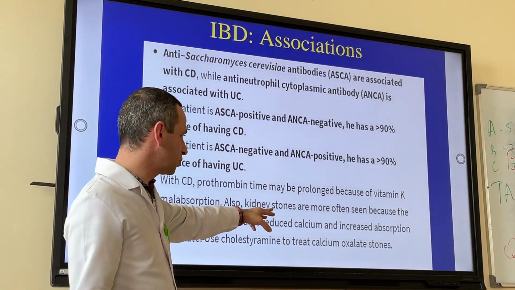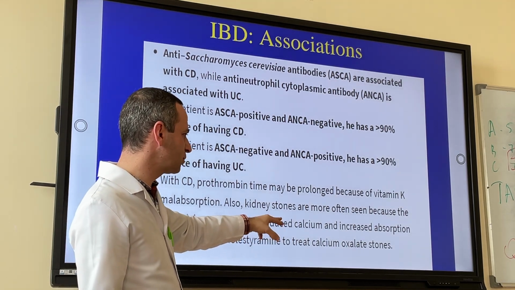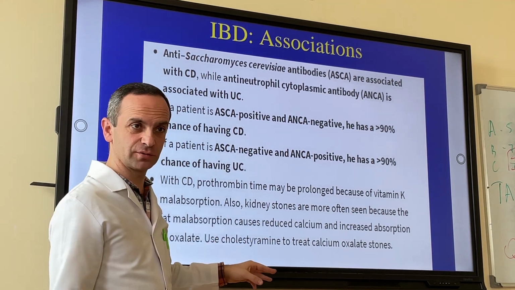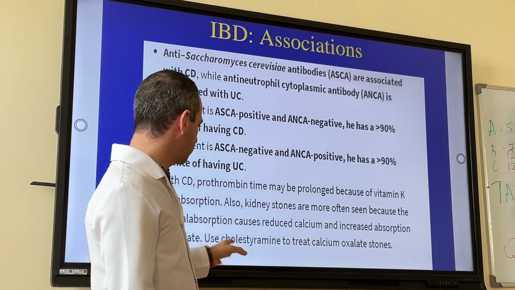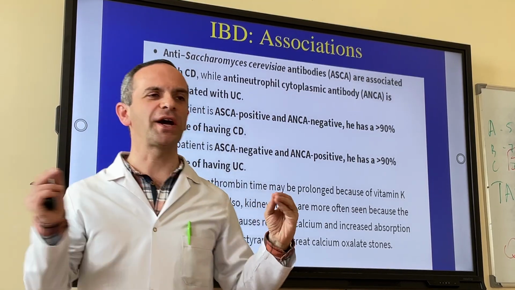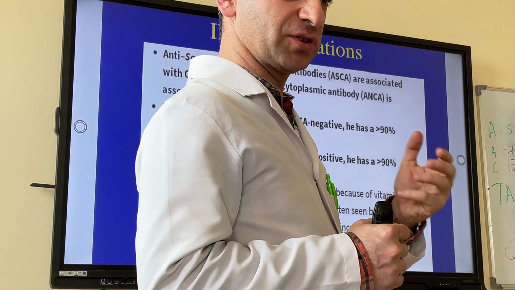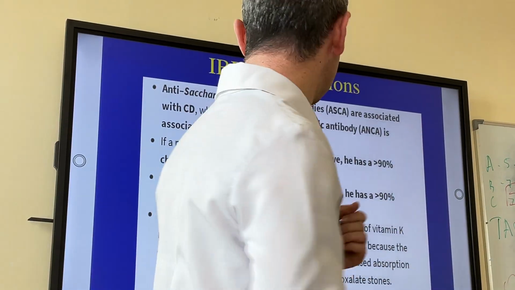Look. Kidney stones are more often seen because malabsorption causes reduced calcium and increased absorption of oxalate. So metabolism is affected. Sometimes cholestyramine is used. Cholestyramine is a binder, binding this calcium oxalate, this stone formation. Okay, sometimes it's used.